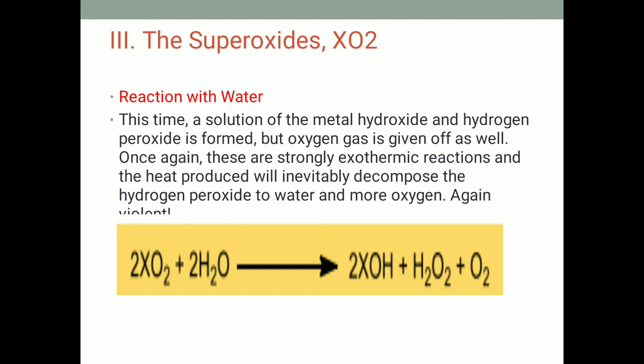The superoxides. Reaction of superoxides with water. A solution of metal hydroxide and hydrogen peroxide is formed as a reaction of superoxide with water. But here oxygen gas is given off as well. Once again, these are strongly exothermic reactions, and the heat produced will inevitably decompose the hydrogen peroxide to water and more oxygen. This means again this reaction is violent.